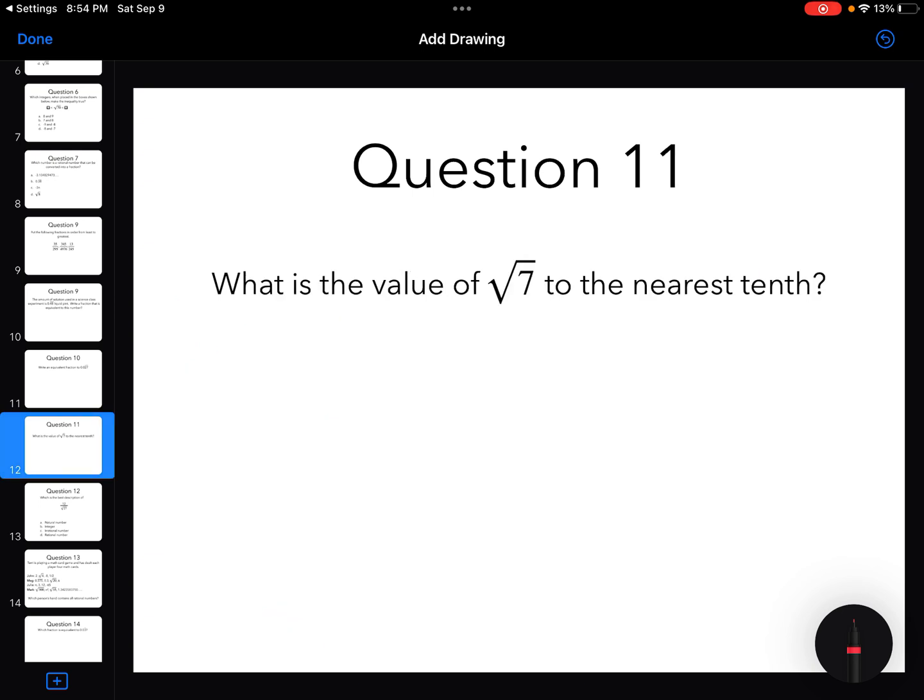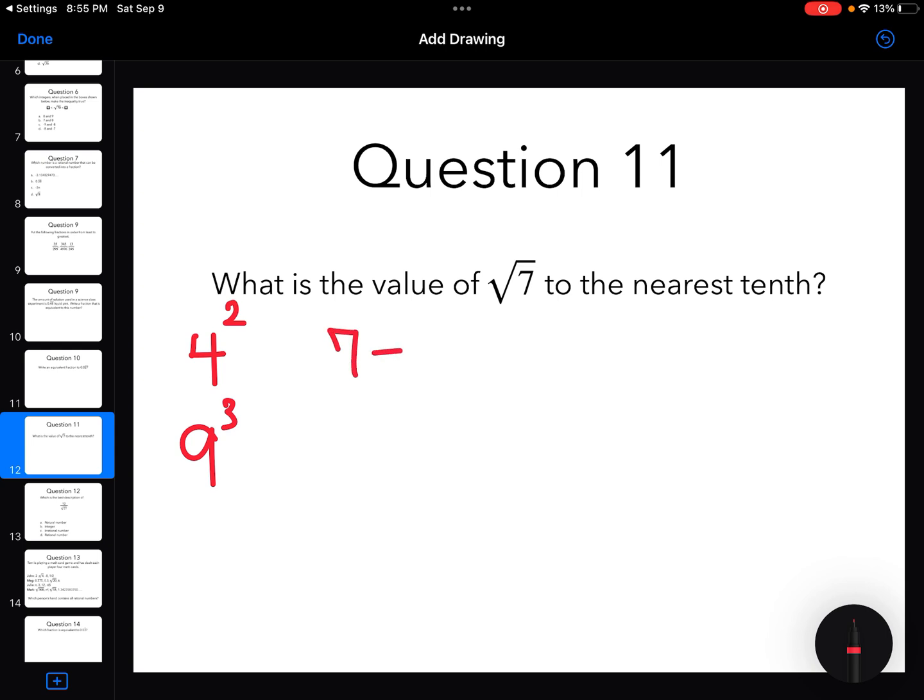All right, question number 11. What is the value of the square root of 7 to the nearest tenth? All right, so let's think about our perfect squares that are going to go around the square root of 7. So we've got 4, and that's going to be a little 2. And then we've got 9, which is going to be a little 3.